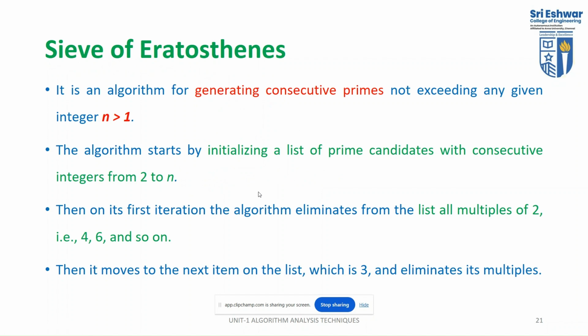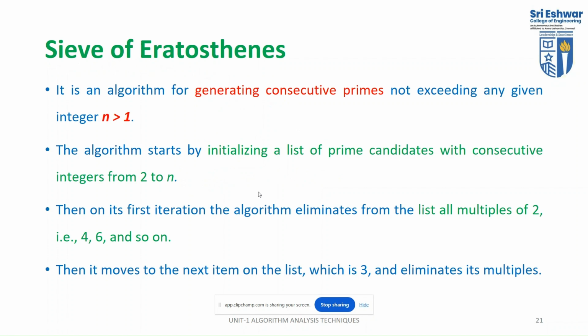Then coming to the sieve of Eratosthenes. The basic idea behind the sieve of Eratosthenes is that it is used to iteratively mark the multiples of each prime number starting from 2. The numbers that remain unmarked after processing all the possible primes are referred to as the prime numbers.